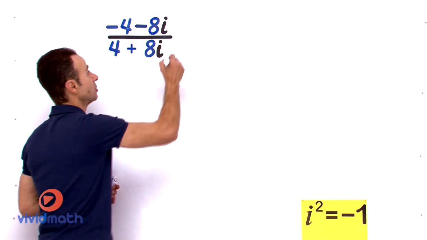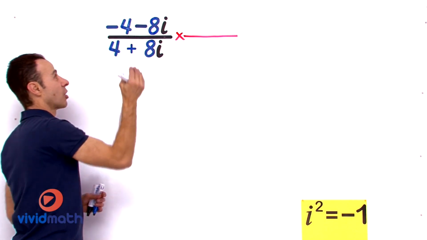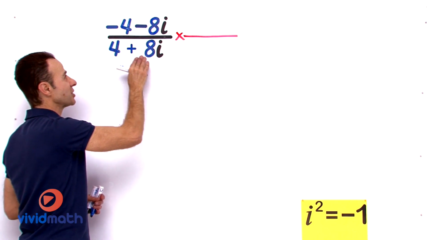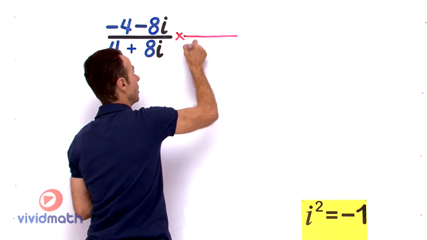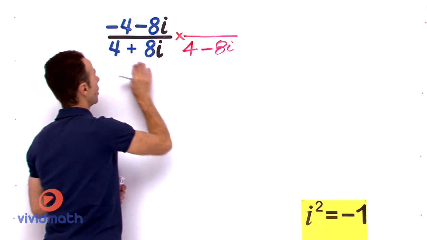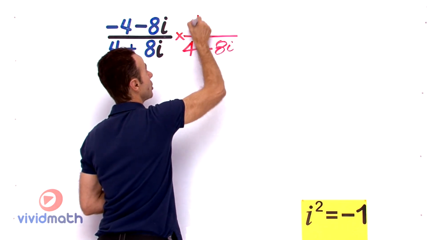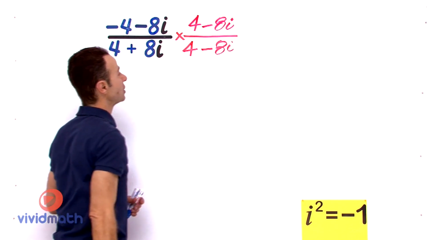One of the best ways to do that is to multiply top and bottom by the exact conjugate of this denominator. We have 4 plus 8i, so the conjugate, which is the exact opposite, is actually 4 minus 8i. So we've got 4 plus 8i, 4 minus 8i. So let's do it to the top also, 4 minus 8i. Now all we have to do is FOIL it.